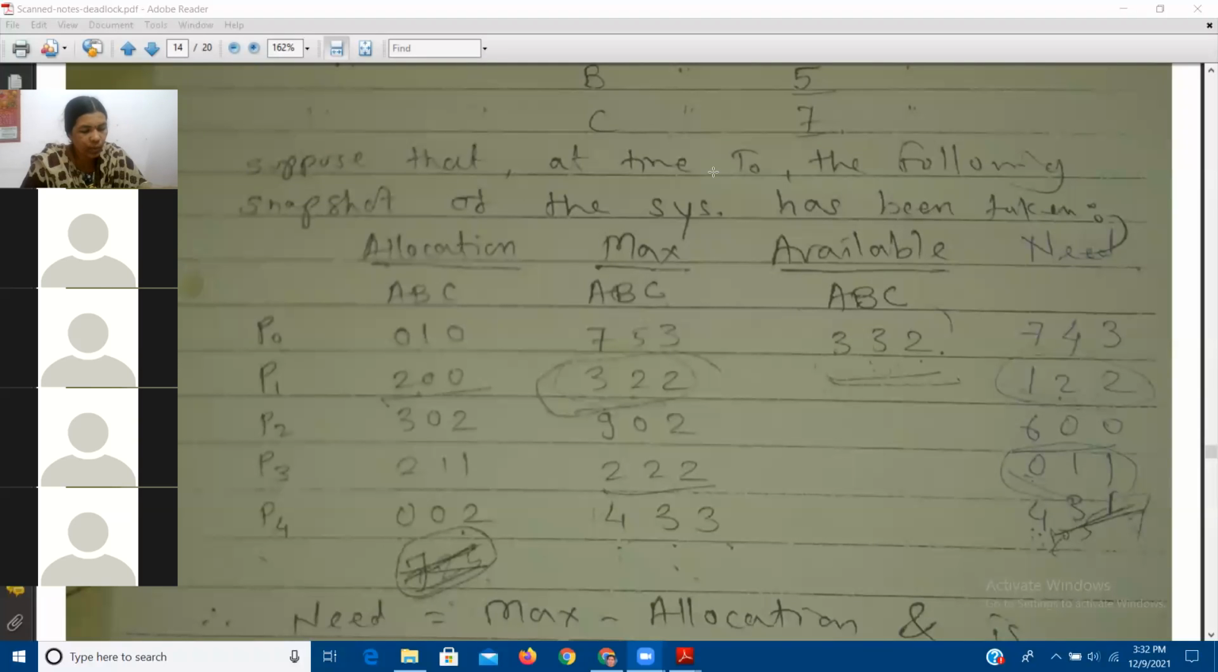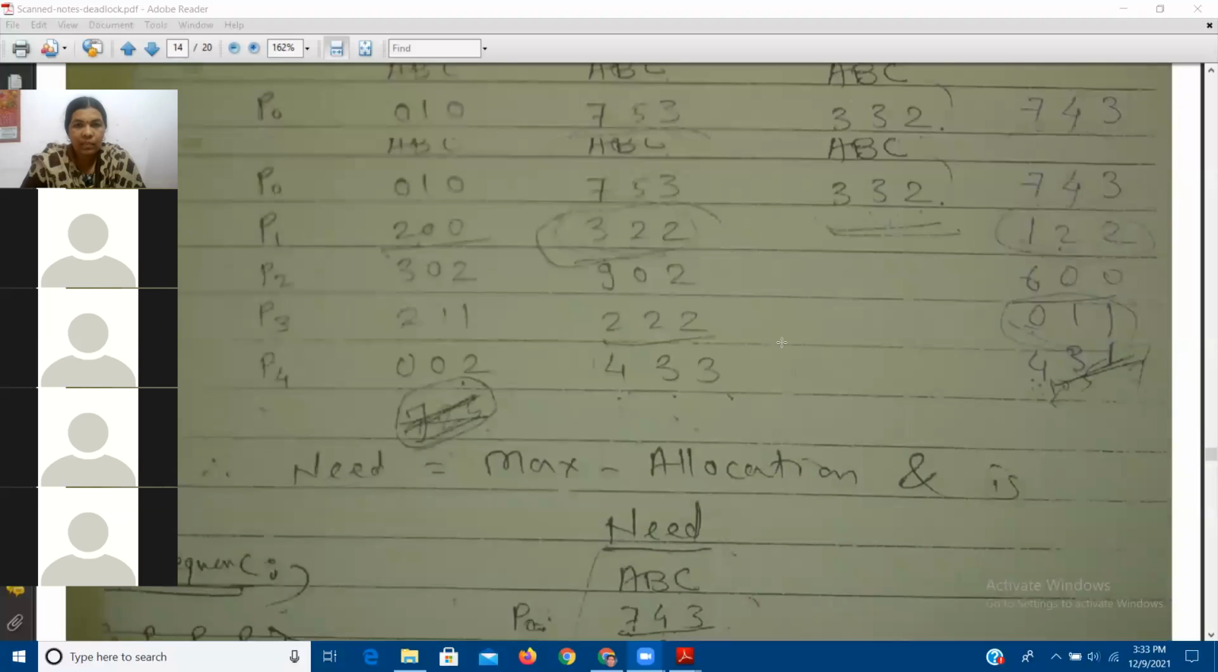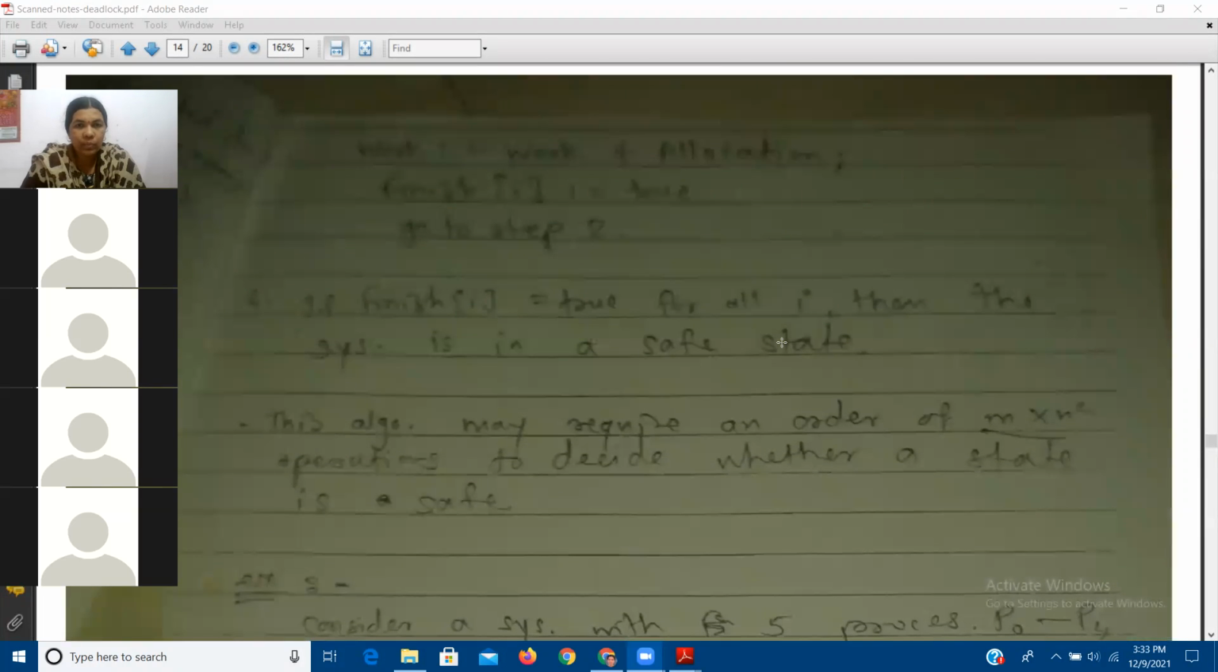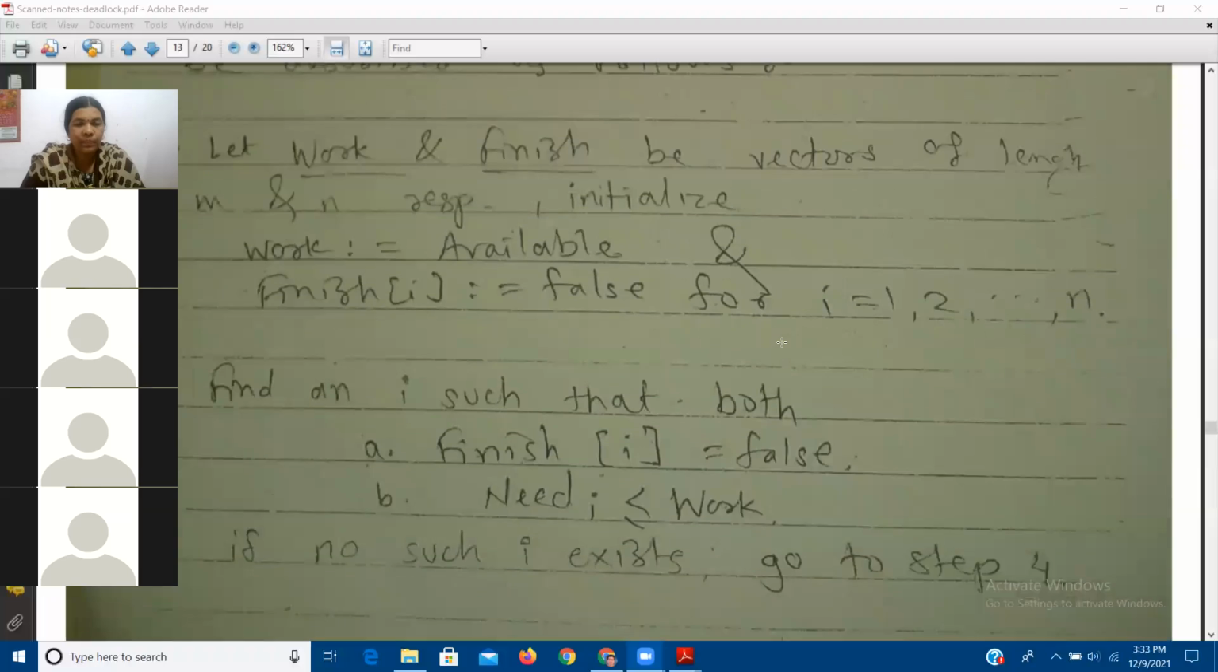So far there are almost 5 to 6 safe sequences, because the total number of sequences is 25 as 5 processes are there. So out of that, a minimum of 10 will be safe sequences. So try it out further. With this, I can say that you understood the concept of safe sequence according to the safety algorithm. So hope you have noted it down. Have you noted the algorithm? Yes, students.